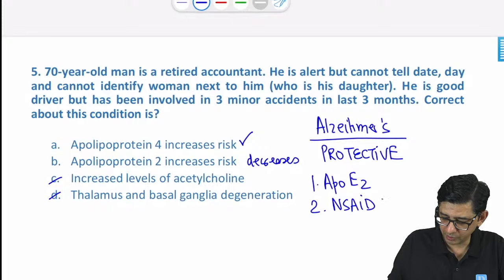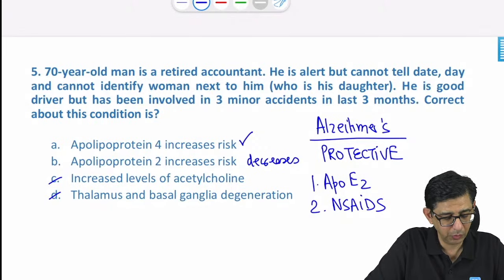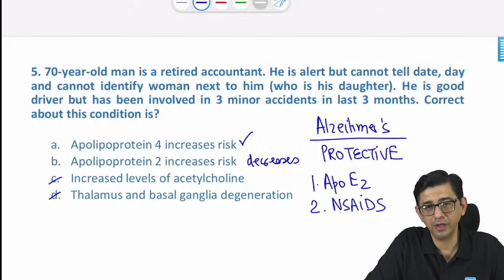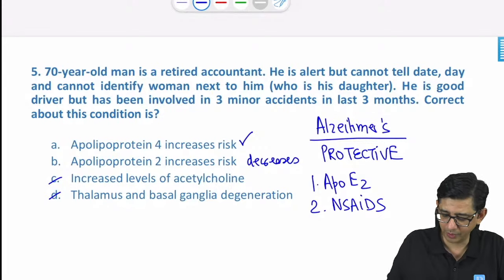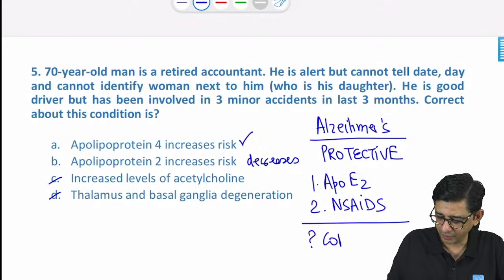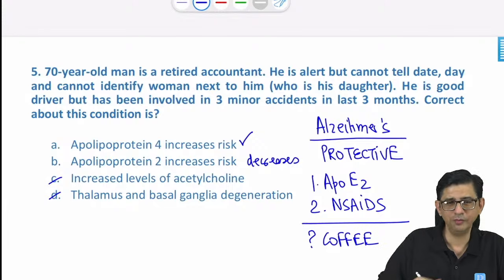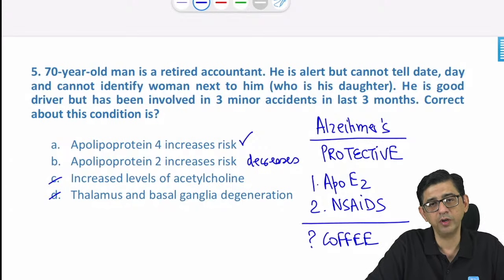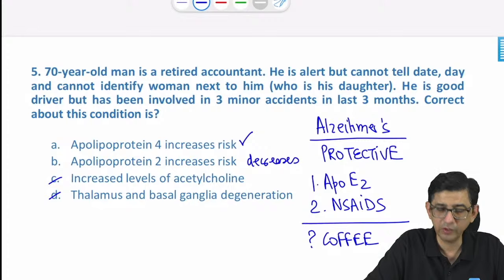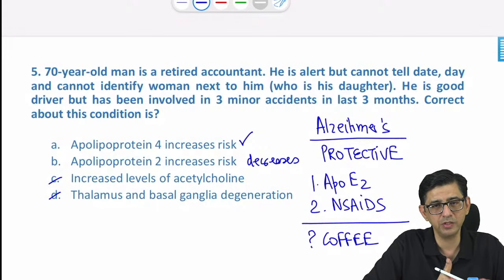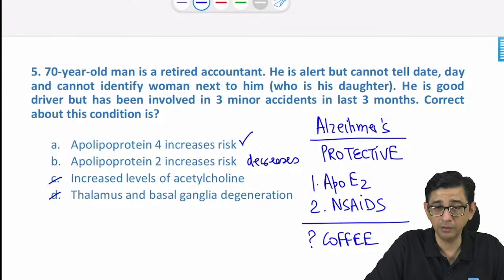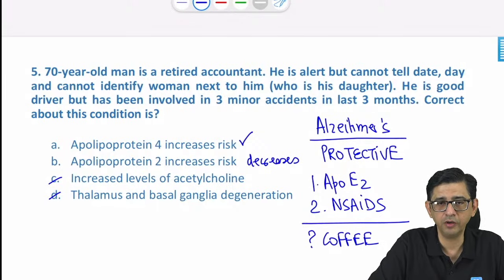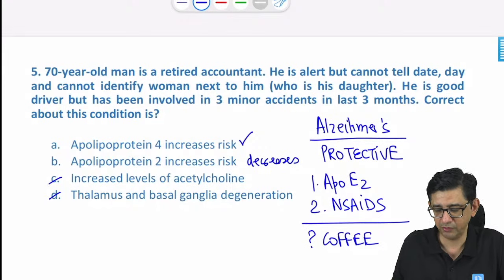Though that smoking part is very skeptical, what is documented in the textbook, what is written in Harrison, is that there are these query things, like coffee is going to be protective and stuff like that. All of these are clinical trials which will keep on going. What Harrison says is protective are only two factors, that is NSAIDs and ApoE2. Otherwise, advanced age is the worst risk factor for these patients. Everything else is related to worsening of the case, but the protective part is ApoE2 and NSAIDs.